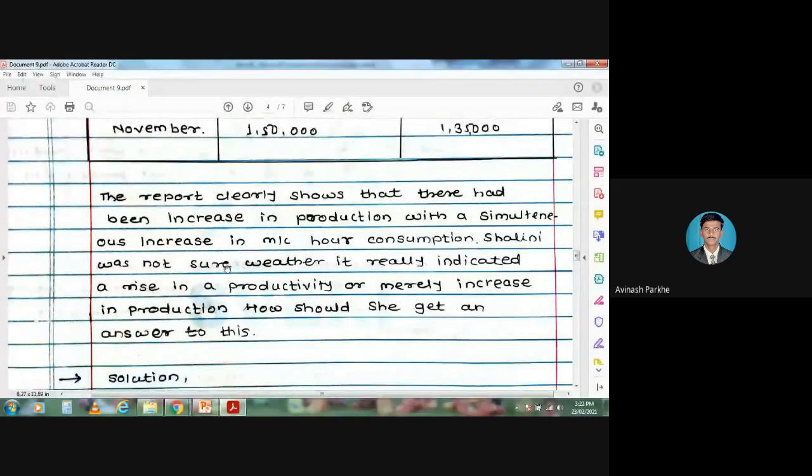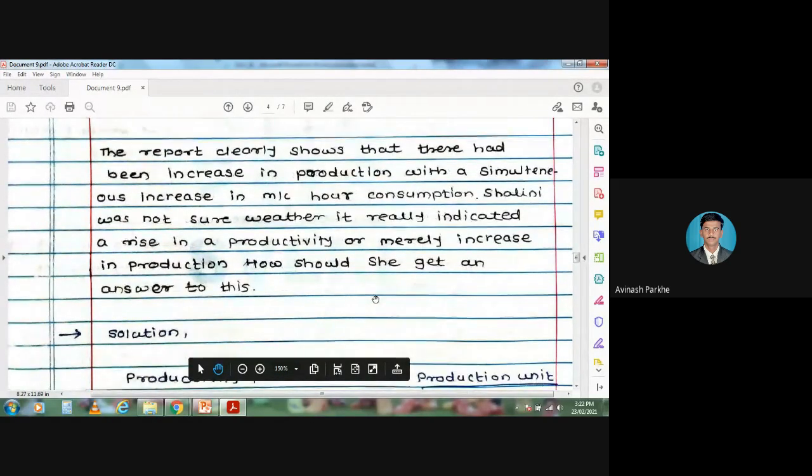Shalini was not sure whether it really indicated a rise of productivity or just increasing production. How should we get the answer from this?